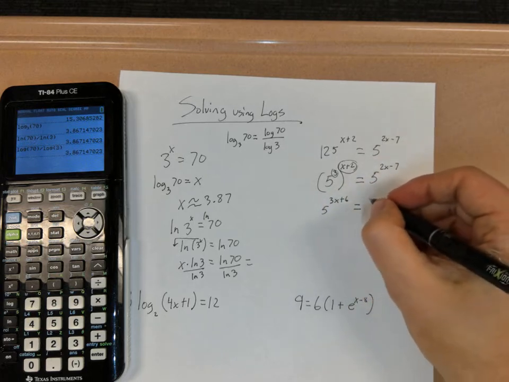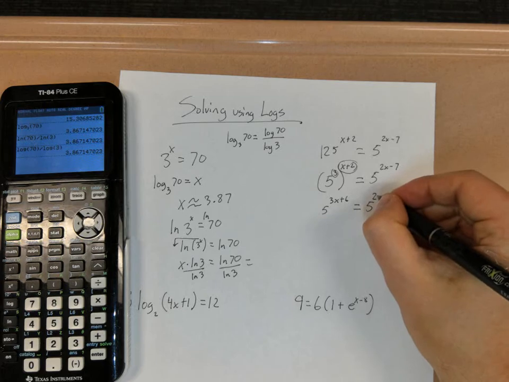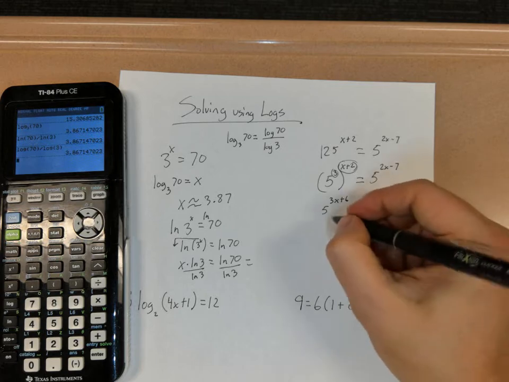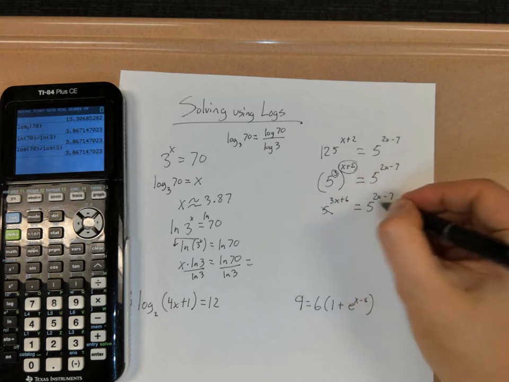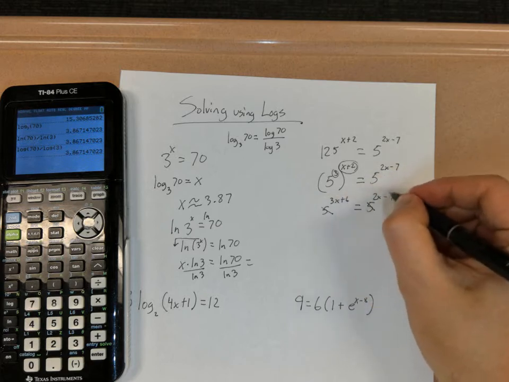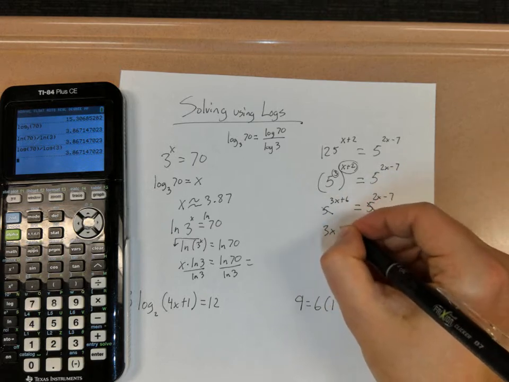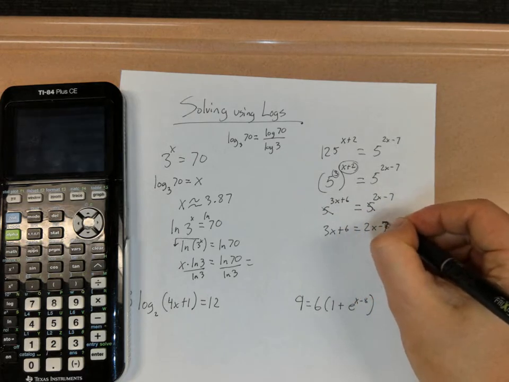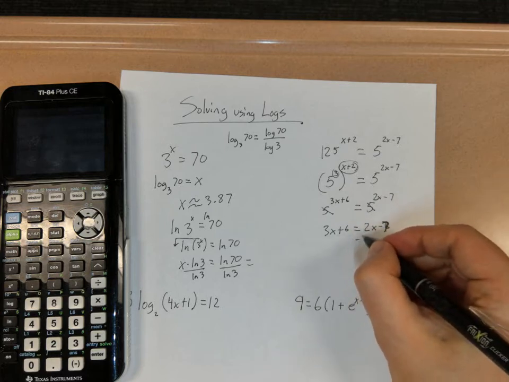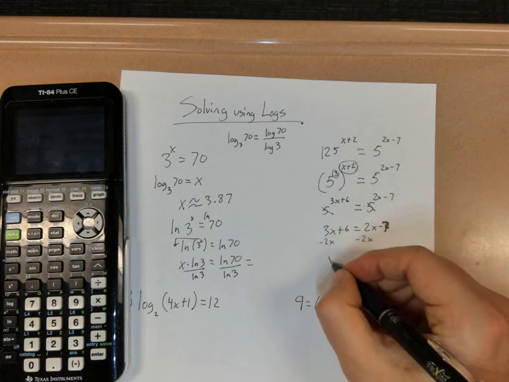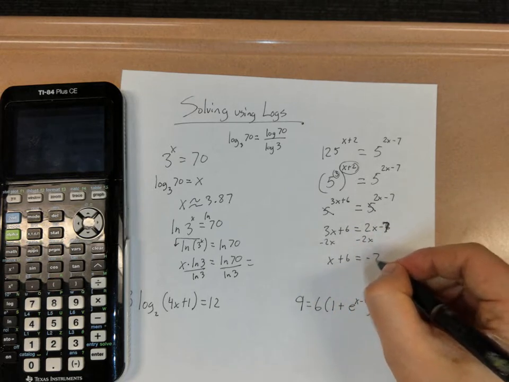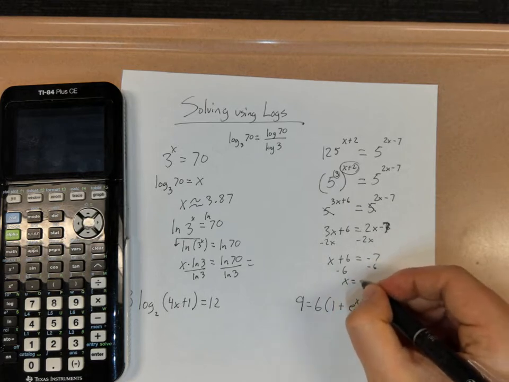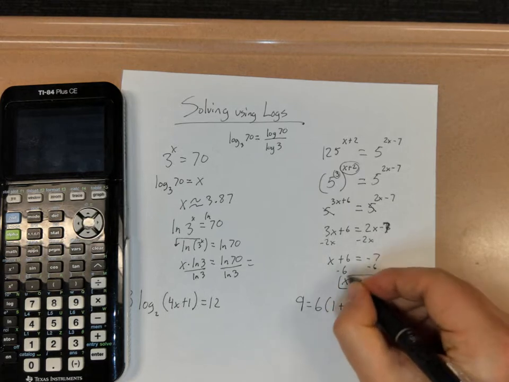And that has to equal 5 to the 2x minus 7. And now if the bases are the same, you really can just drop the base, and those exponents need to be equal to each other. So now I have 3x plus 6 equals 2x minus 7. And now it's just a matter of solving like you normally would. So I'll subtract 2x on both sides, and I'll have x plus 6 equals negative 7. I would then subtract 6 on both sides, and you'll end up with x equals negative 13 as your final answer.